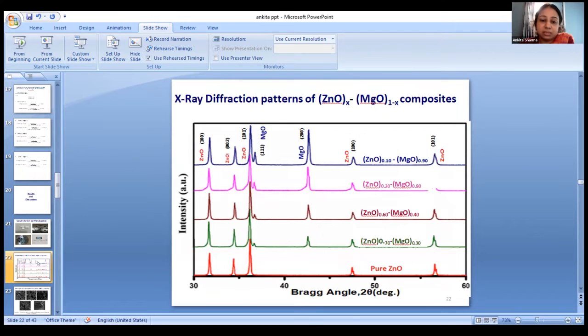In this, we can see what all elements are present in our thin film, like zinc oxide and magnesium oxide. And as their composition increases, we see more intense peaks. Like at a higher percentage of magnesium oxide, we can see more intense peaks at 111 and 200.